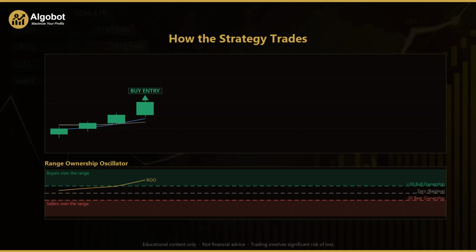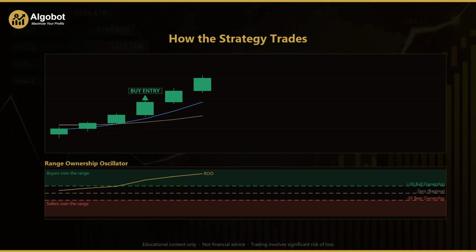Look at the first few candles on the left. Price is stepping gently higher, and the fast average has lifted above the slow average, with the slow average clearly sloping up. That satisfies the uptrend gate. Down in the oscillator panel, ownership is climbing but still sits below the plus 30 threshold, so nothing has happened yet. The strategy is simply watching.